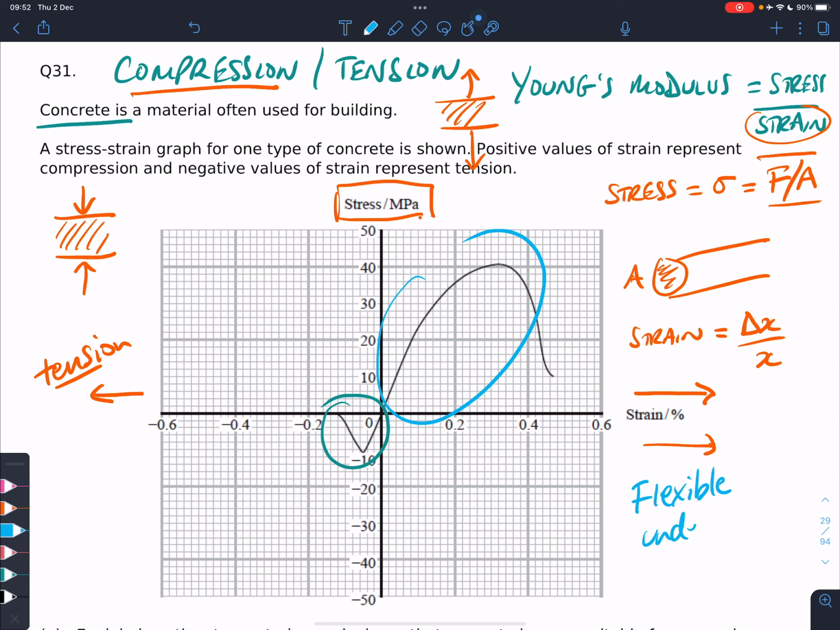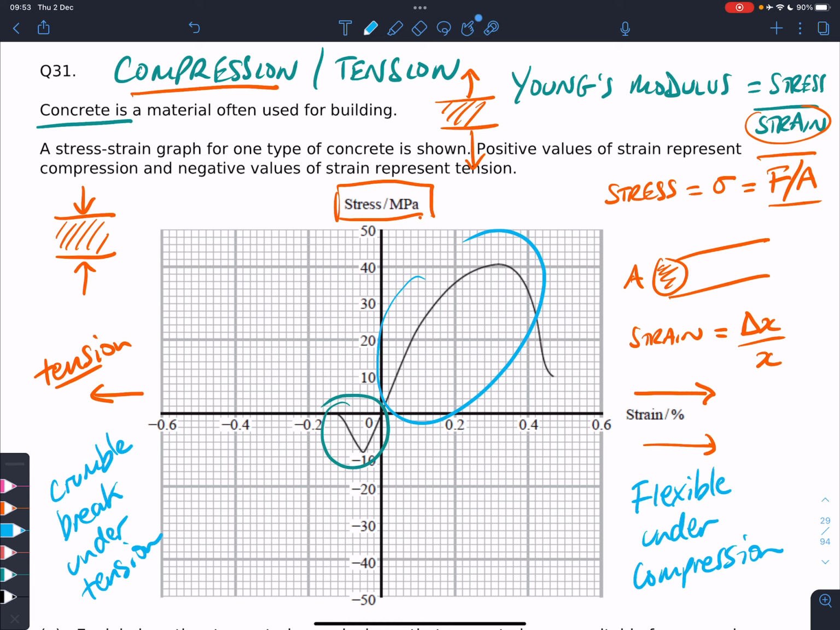What that means is it's much more flexible under compression, and it's basically a disaster under tension. It's going to crumble and break under tension. Okay, so just by looking at the graph, you can see there's a big difference here.